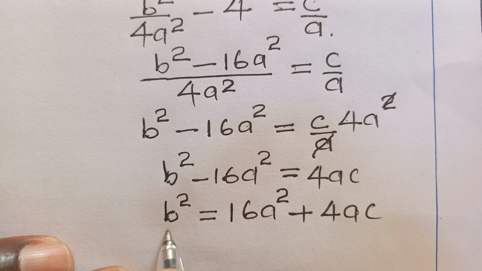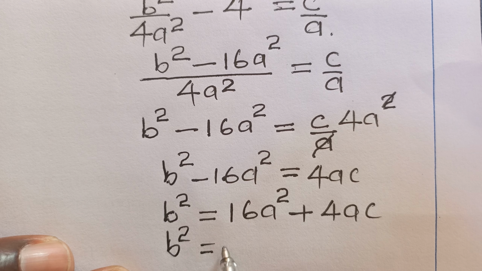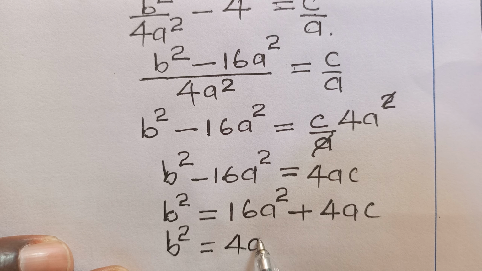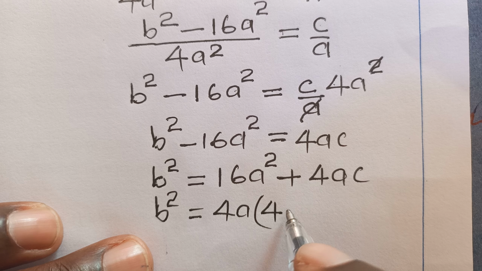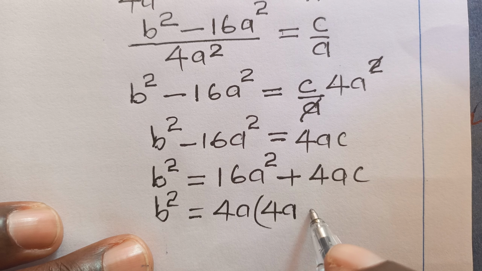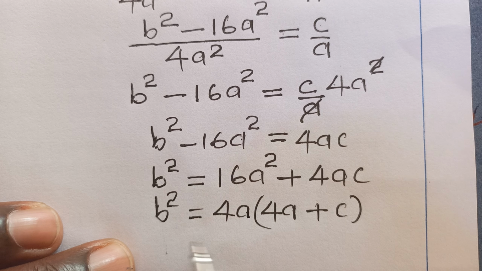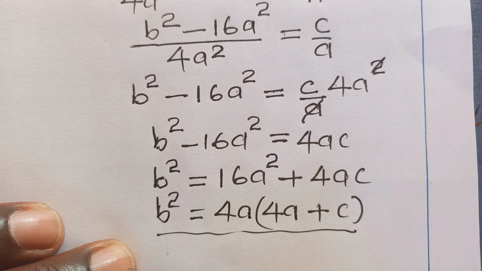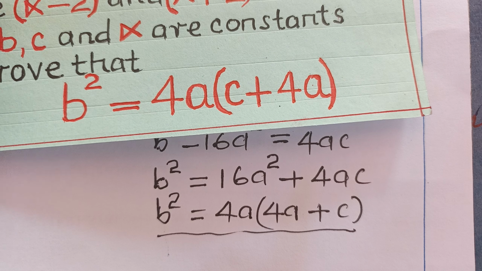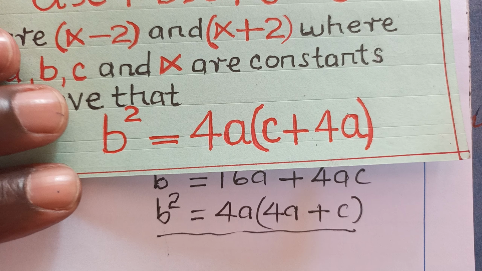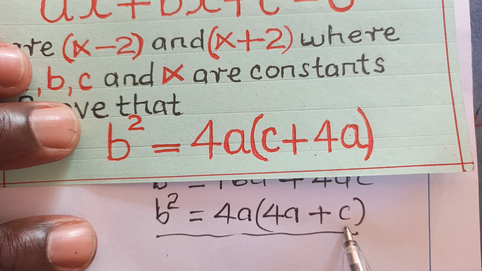Guys, we can now factor out 4a. So when we factor out 4a, we shall be left with 4a plus c. So guys, this is our solution, and this is what we were proving, as you can see in our question here. You can see very well: 4a, 4a plus c.